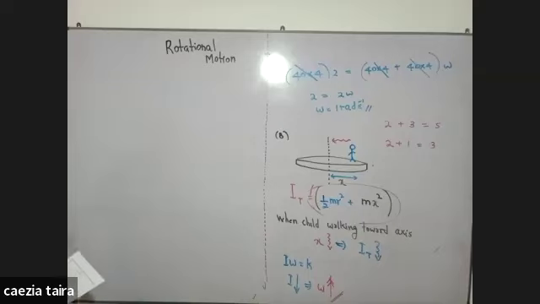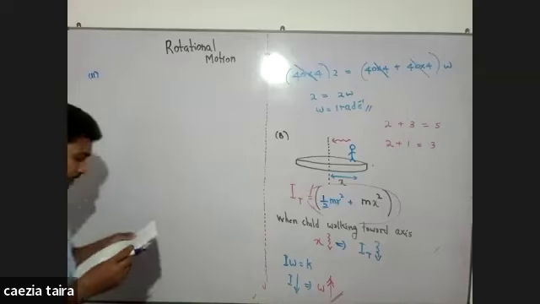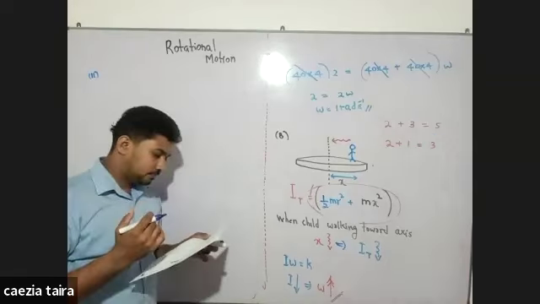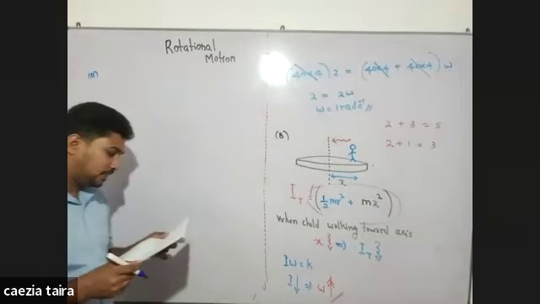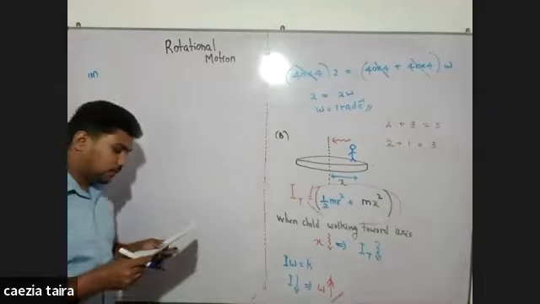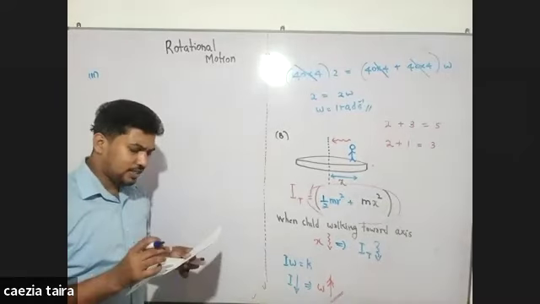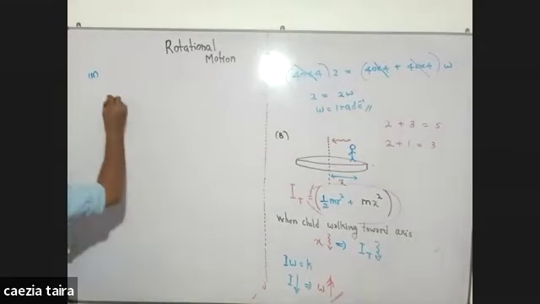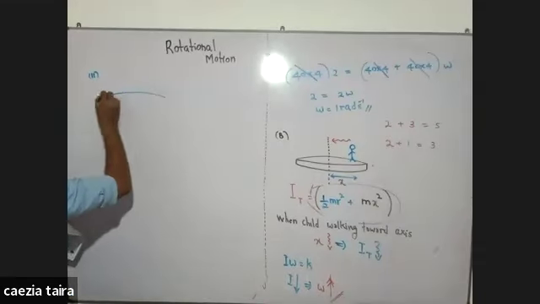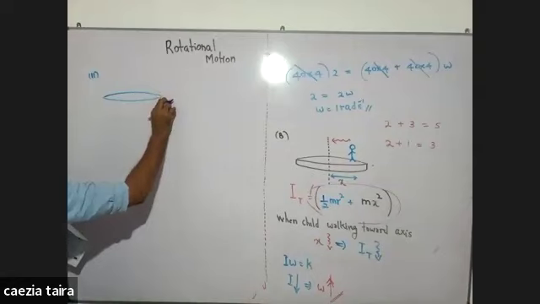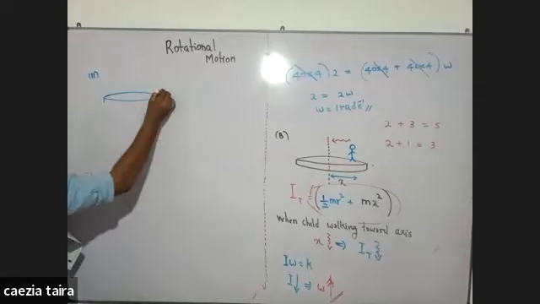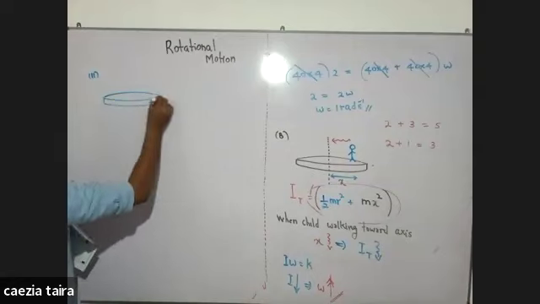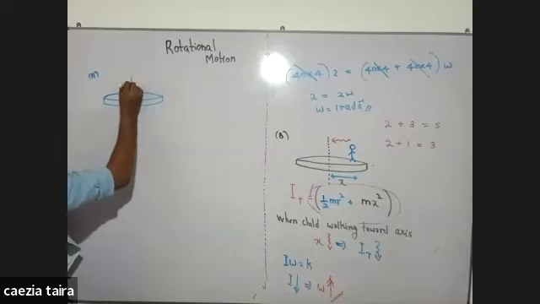In the second question of part B, what is the new angular velocity of the platform when the boy is standing 1 meter away from the axis? We can approach this in any way. Now let's go.